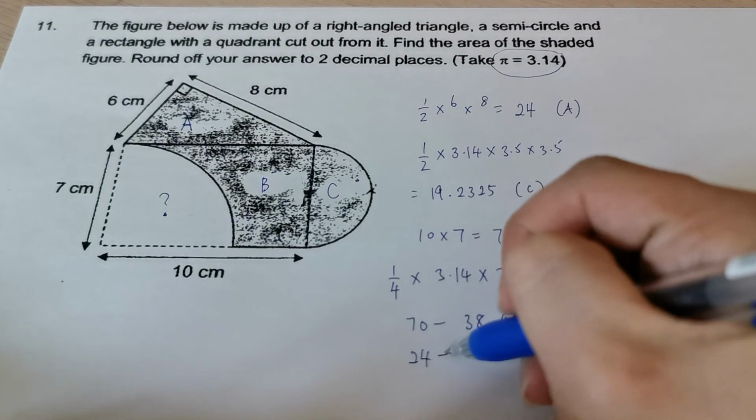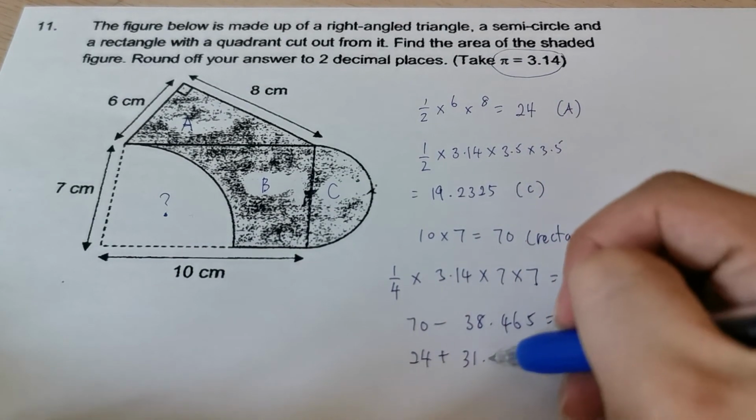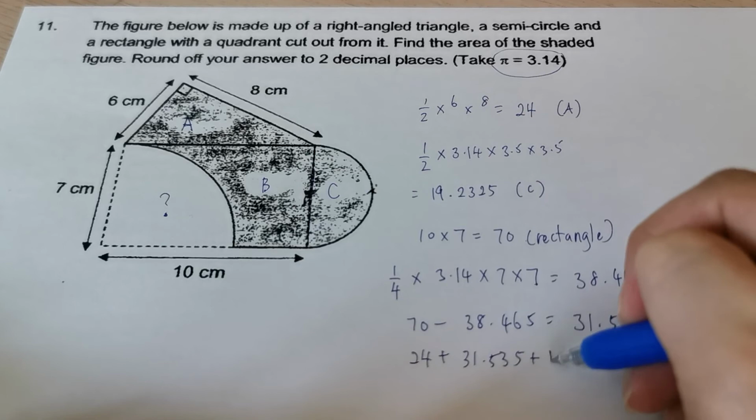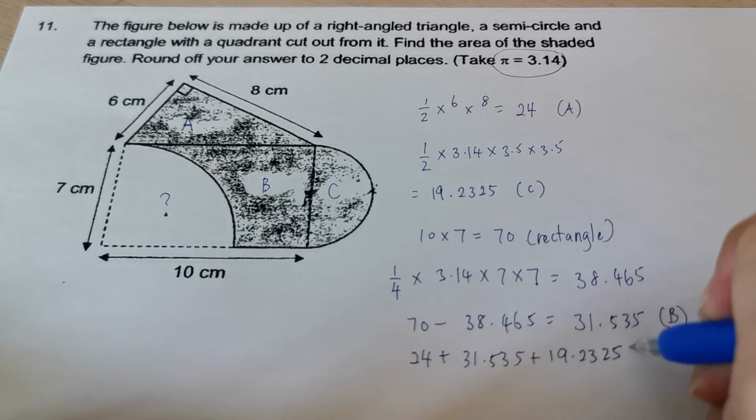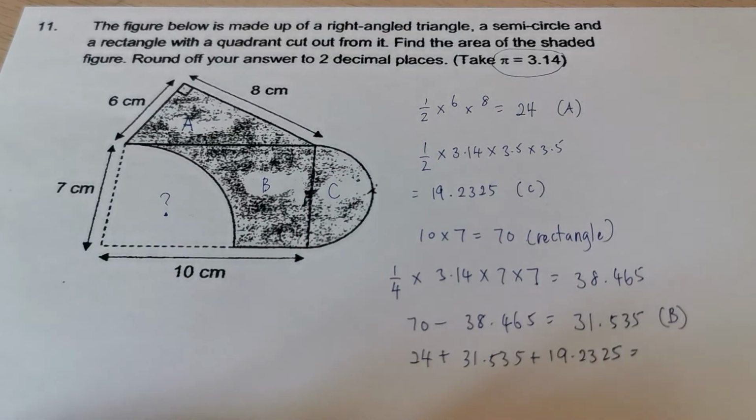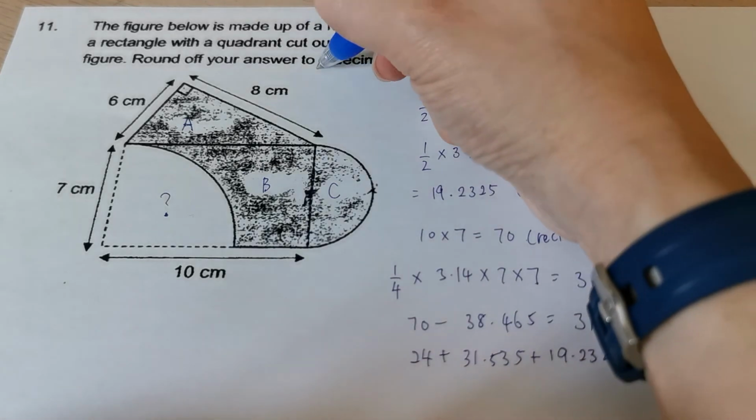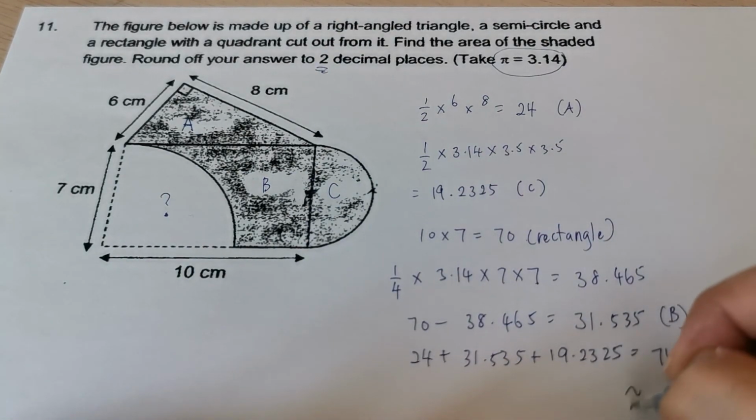So it's 24 plus 31.535 plus 19.2325. Let's just do a quick add, and then that will be your final answer. Okay, your final answer is here. 74.7675. But this is not your final answer because they want us to round to 2 decimal places.